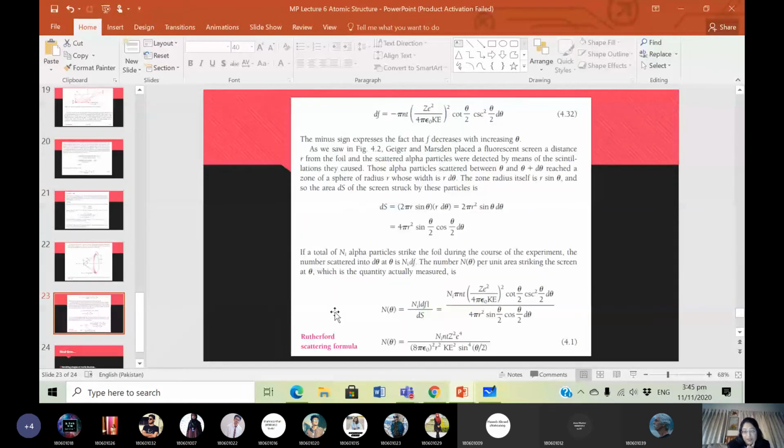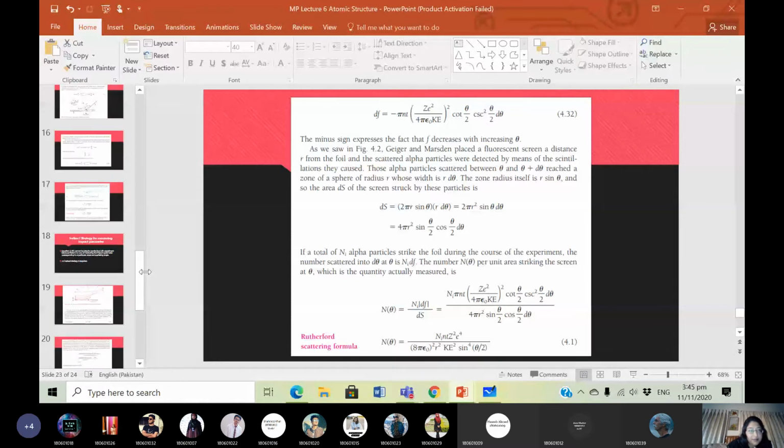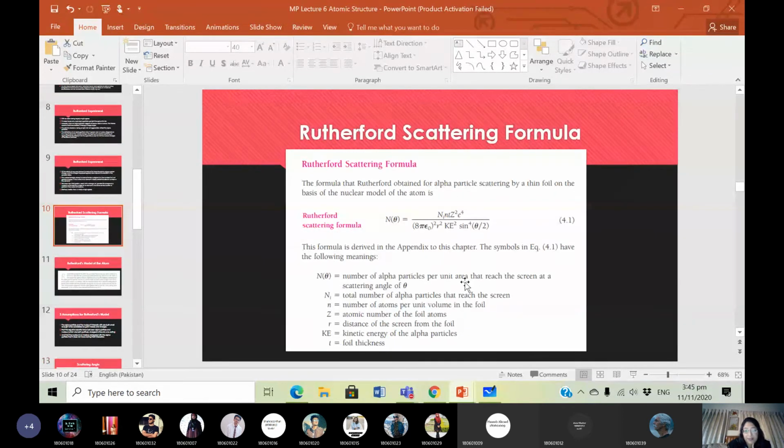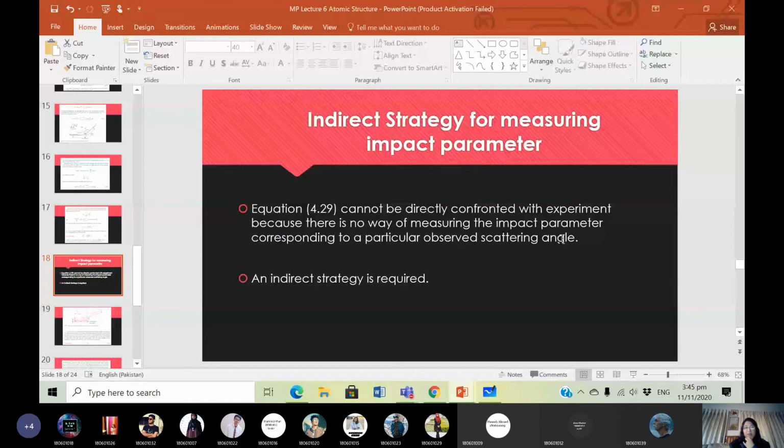Our final expression for the number of alpha particles for this n theta, which was equal to the number of particles that reached the screen per unit area. Yeah, it's the number of alpha particles per unit area that reach the screen at a scattering angle of theta. So this is independent, as you can see, of B, okay? So basically, what we're saying now is that we cannot really measure B directly. So there's no way of measuring the impact parameter directly because experiment में तो किस तरह से हम measure कर सकें कि nucleus का distance alpha particle से कितना है, ये experiment से नहीं हो सकता, ठीक है?